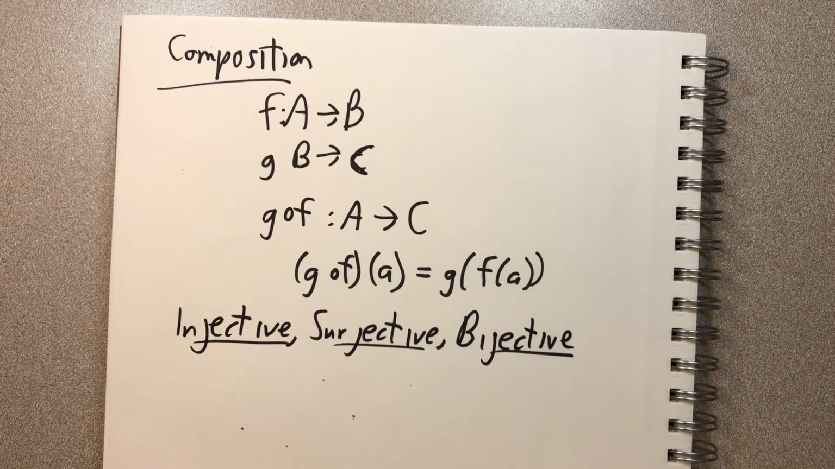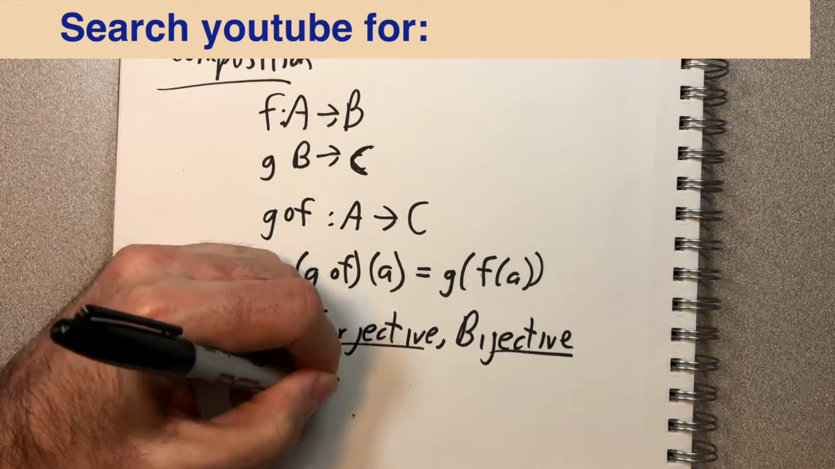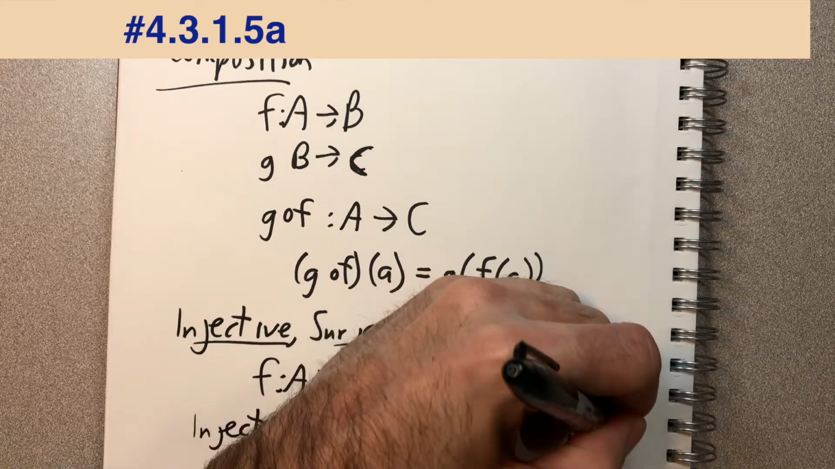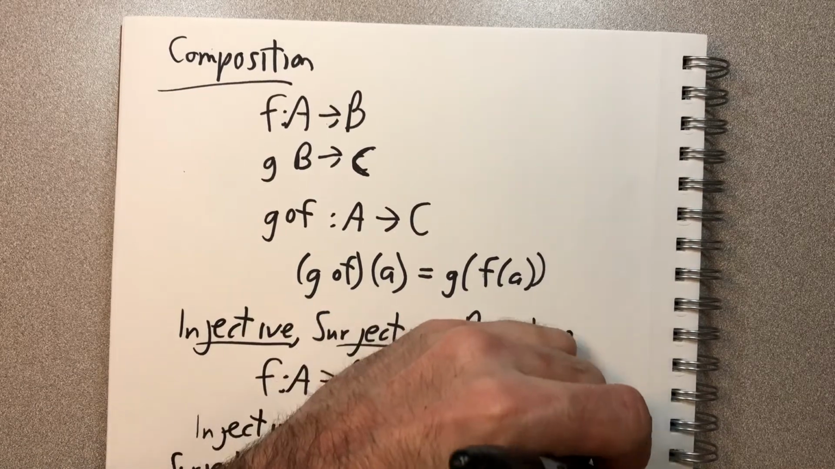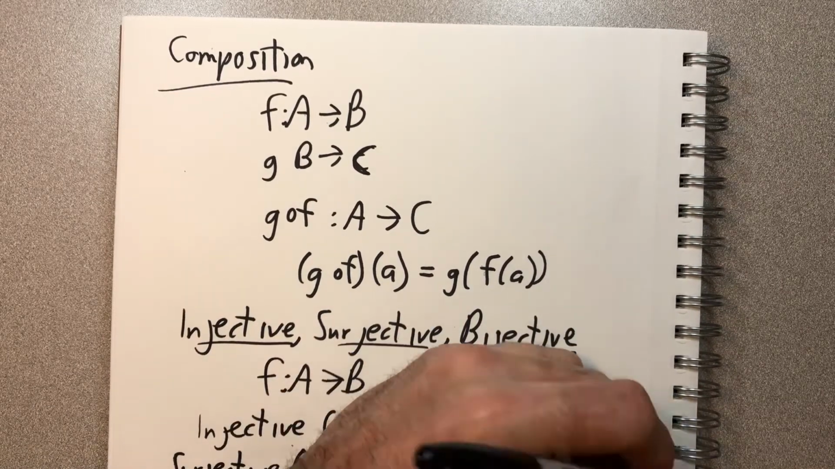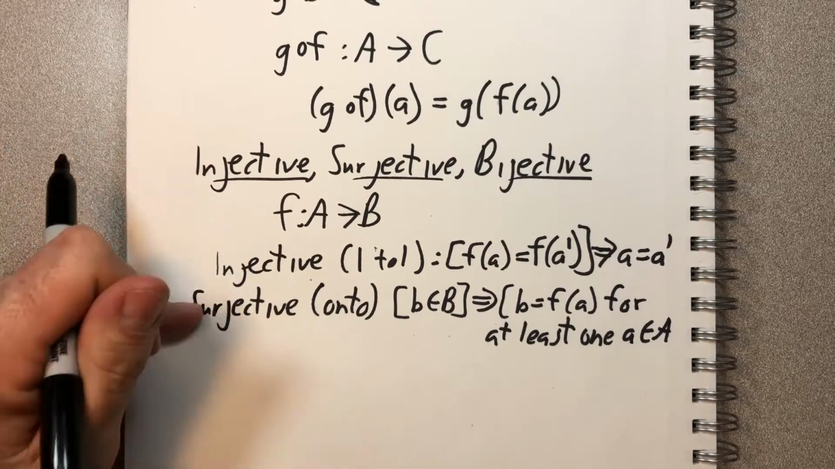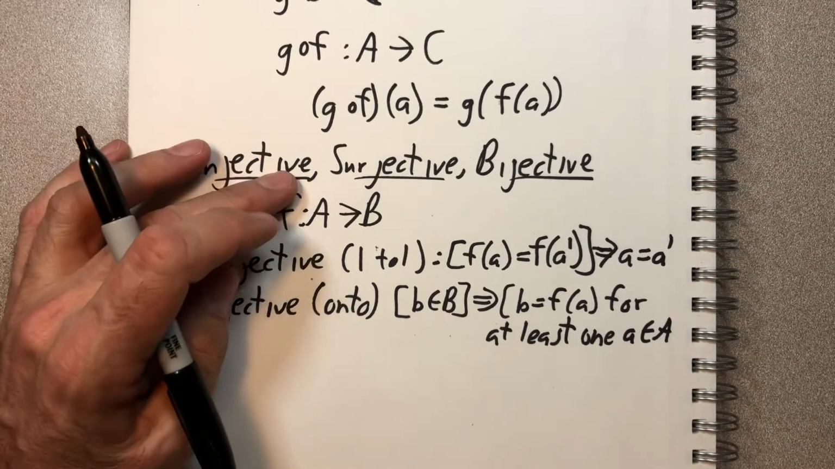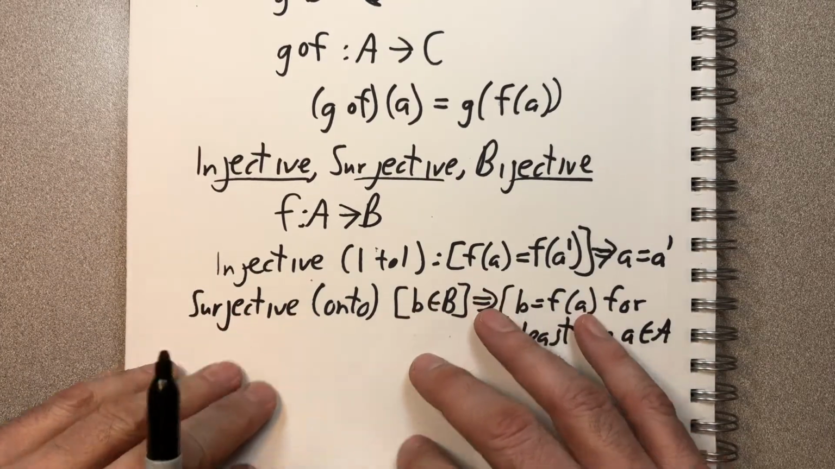Okay, so injective, surjective, and bijective. We've introduced these concepts before, in particular in our proof of the uniqueness of the real numbers, but just to remind us, for function f from A to B, injective, which is also called one-to-one, means that if f(a) equals f(a'), that implies that a equals a'. Surjective, which is also called onto, means that if b is in the range B, that implies that b equals f(a) for at least one a in the domain. So bijective, of course, means that the function is both injective and surjective. So the composite of two injective functions is also injective, and the composite of two surjective functions is also surjective.